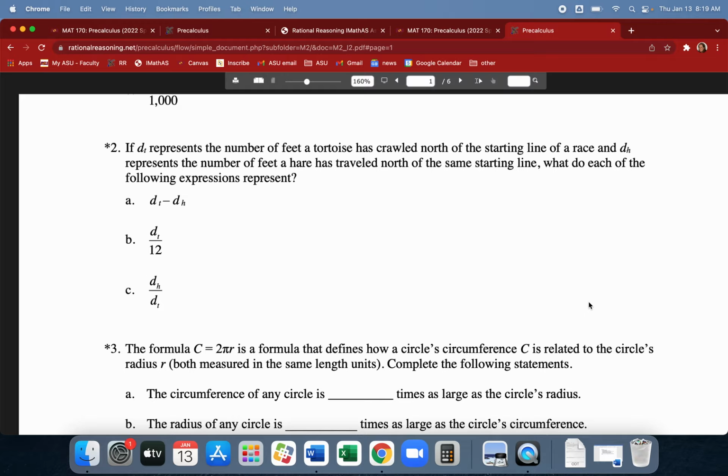If I say d sub t is 9, it's like, okay, that's great. If I saw that, then the tortoise had crawled 9 feet. But where was it to start with? If I need to relate it to something else, d sub h, if I want to subtract these, what does that even mean if I don't have a thing that these distances are measured with respect to? So in any case, d sub t minus d sub h. Anybody have a description of what that could mean?